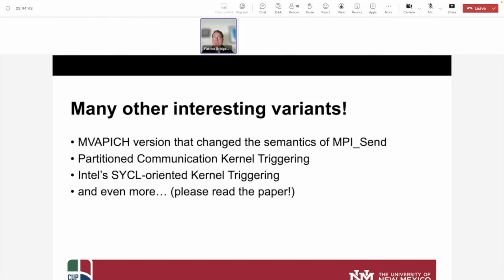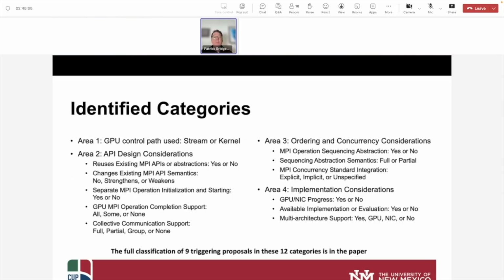We've already talked about partitioned communication, kernel triggering. Intel's signal-oriented kernel triggering was quite interesting, and it's sort of RMA-ish as well. And there are others. So I encourage you to read the paper to see all the various things. We found there's been a lot of different things done here, and part of what we did was just surface what all has been done so we could start seeing where we start converging as a community. And so we identified basically 4 areas and something like 12 different categories in those 4 areas that these various proposals were similar or different on.